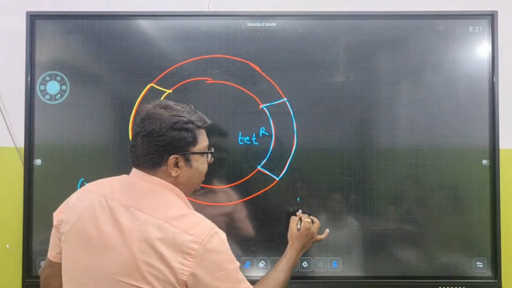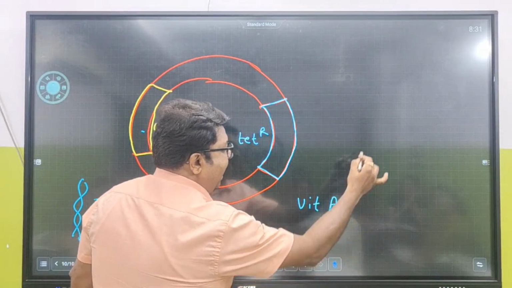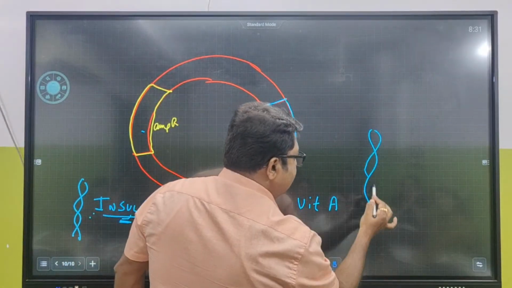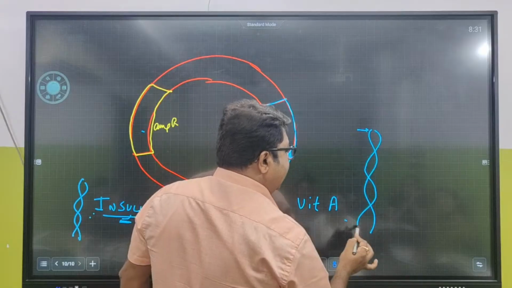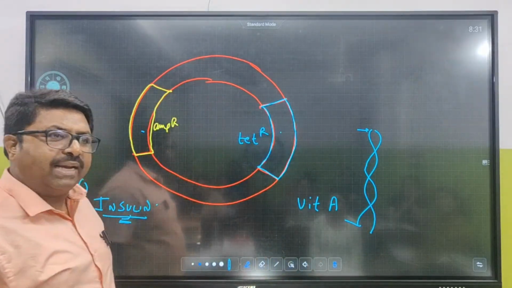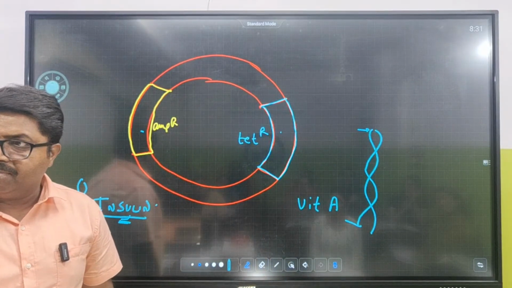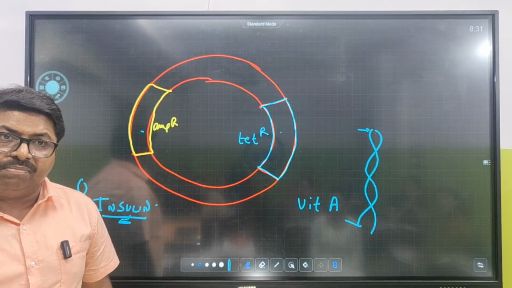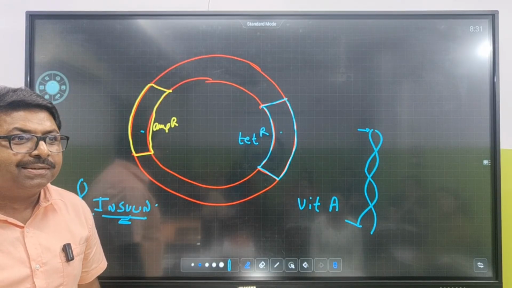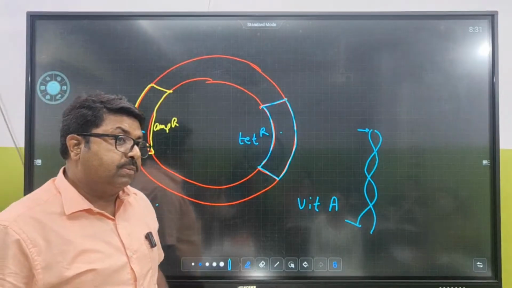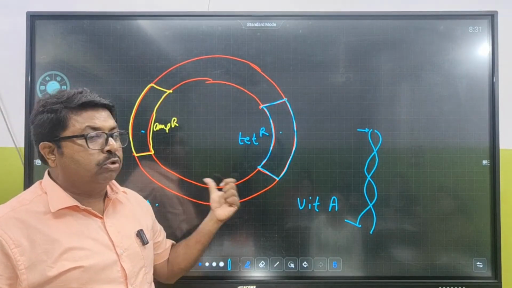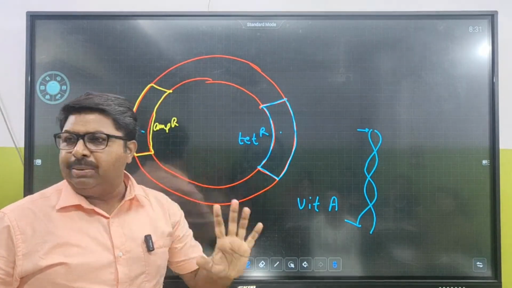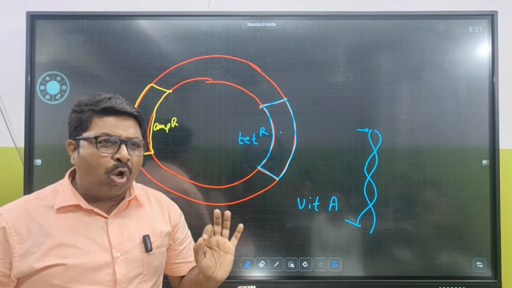And also at the same time, if you want to make vitamin A from the carrot, we can cut out this part of the DNA and put it inside a tetracycline resistant site. So in a single step, we can get two results. Which one is going to be economical? Having only insulin or having both of them? Both of them. Got the point? So it's going to be cost effective for the company.